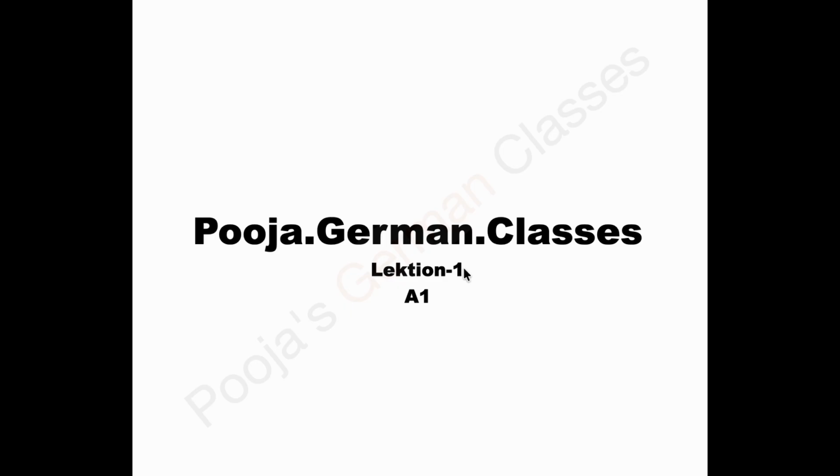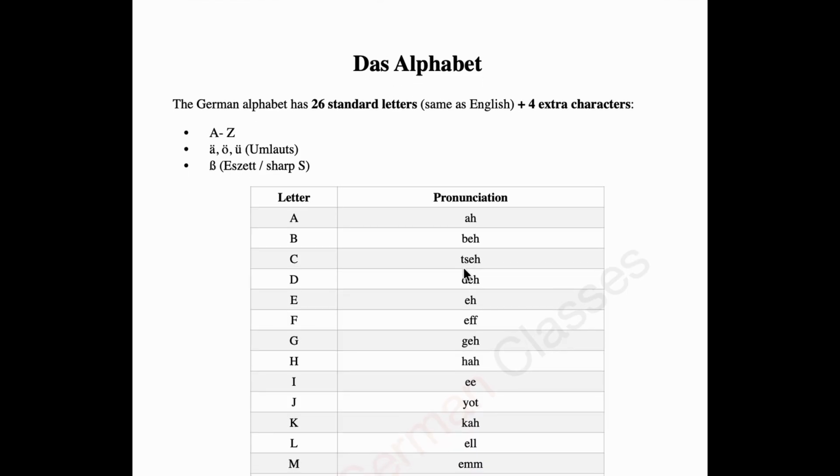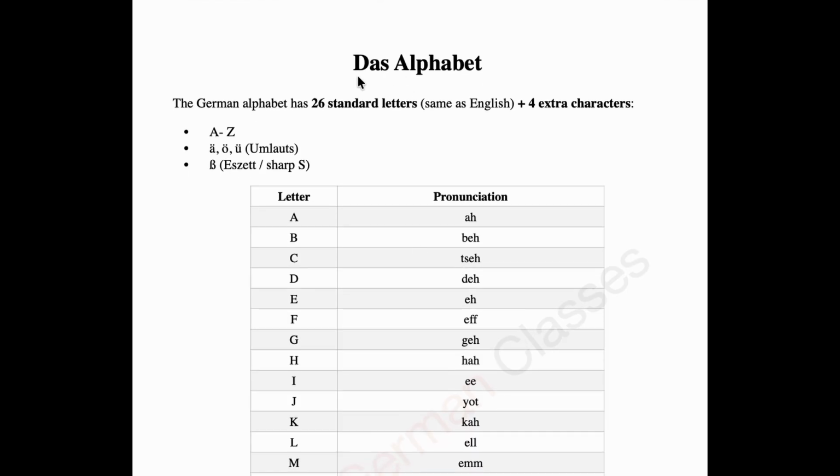Before learning any language, we should know how many alphabets we have in that language and what the pronunciation is. How can we pronounce those alphabets, right? So let's start with the first chapter. Our chapter's name is Das Alphabet. Alphabet means alphabet. Now what is this Das? This we will be learning later.